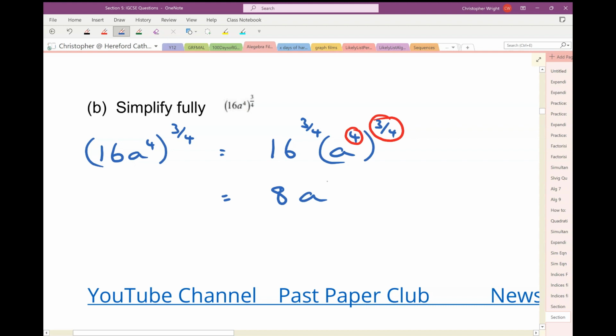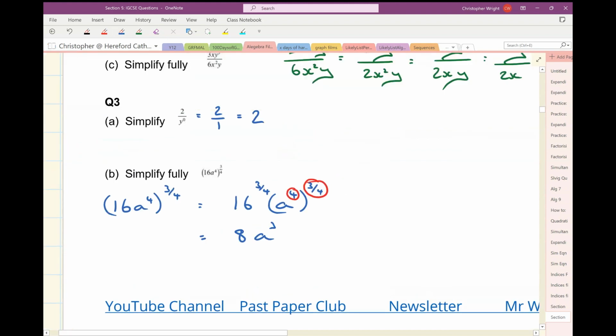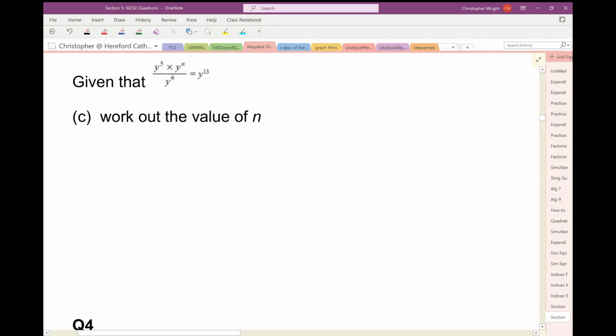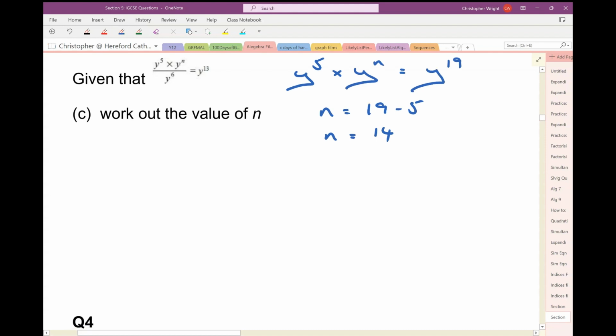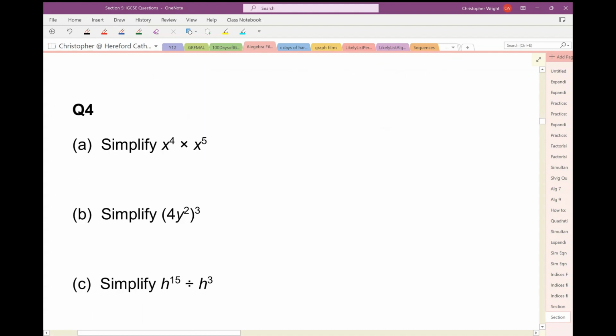So that's a cubed. And that is question 3 done. It's not actually question 3 done, because here's the last part, and here is another of these equations. I'm going to multiply both sides by y to the power of 6, gives me y to the 5 multiplied by y to the n equals y to the power of 19. So n is 19 minus 5, n is 14. And now I'll move on to question 4.